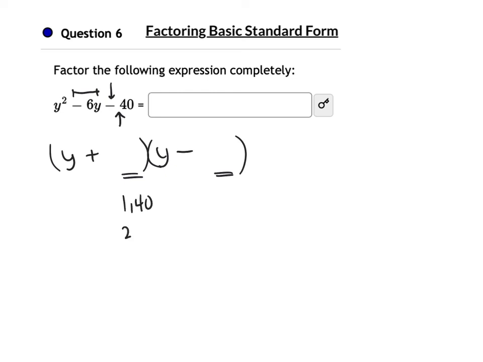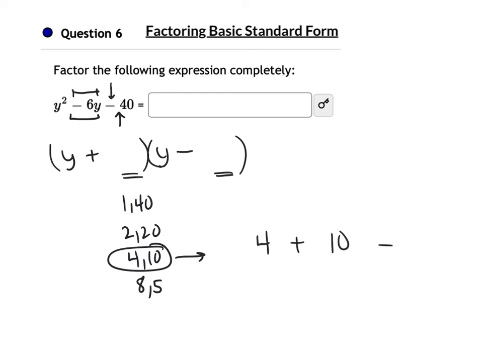1 and 40, 2 and 20, 4 and 10, 8 and 5. Hey, there they are, 4 and 10. Now, as I said, they really don't subtract to 6. Remember that when you FOIL, you add 2 numbers to make that middle term. Really, they add to negative 6. I have to make 4 and 10 add to negative 6. One's positive, one's negative. That's going to be positive 4 and negative 10. Negative 10, positive 4.